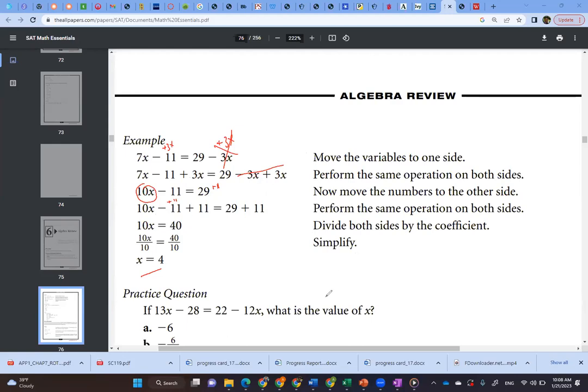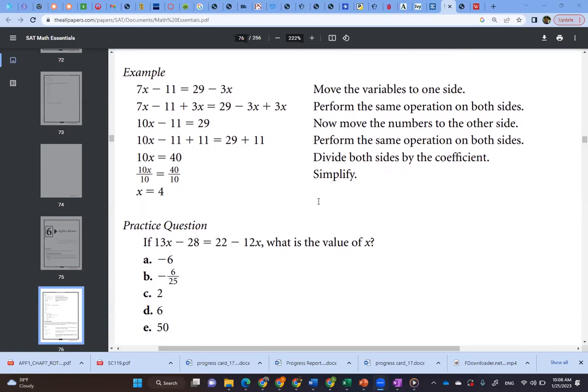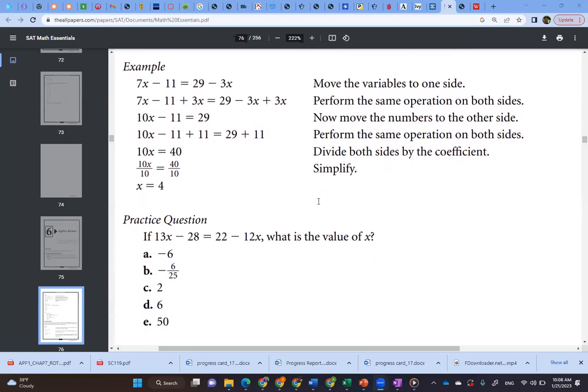So if you get this, can you do the following equation? This one. And give me the answer on the chat, private. If 13x minus 29 equals 22 minus 12x, what is the value of x? We need today at least to know how we solve an equation in one variable.